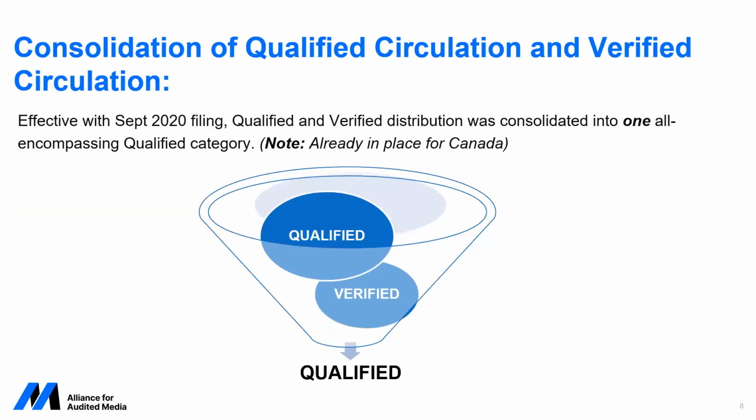The major change that occurred in September was for your analyzed non-paid distribution. We used to have two buckets for your analyzed non-paid. We had qualified and we had verified. Those two have consolidated to be one all-encompassing category called qualified, and that went into effect with the September filing.